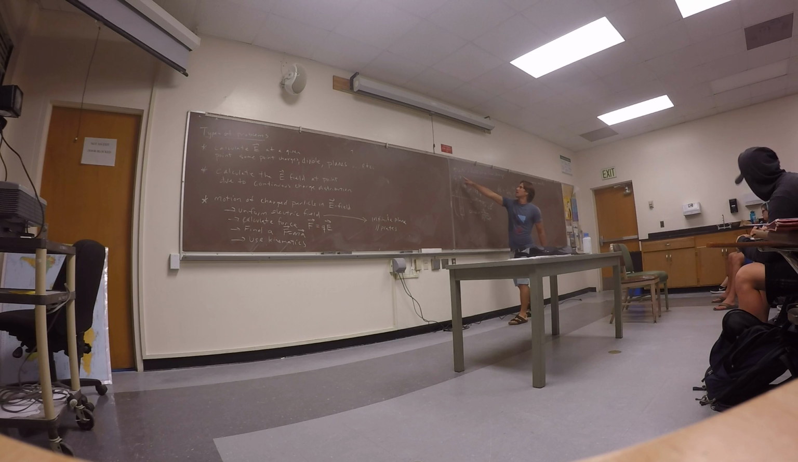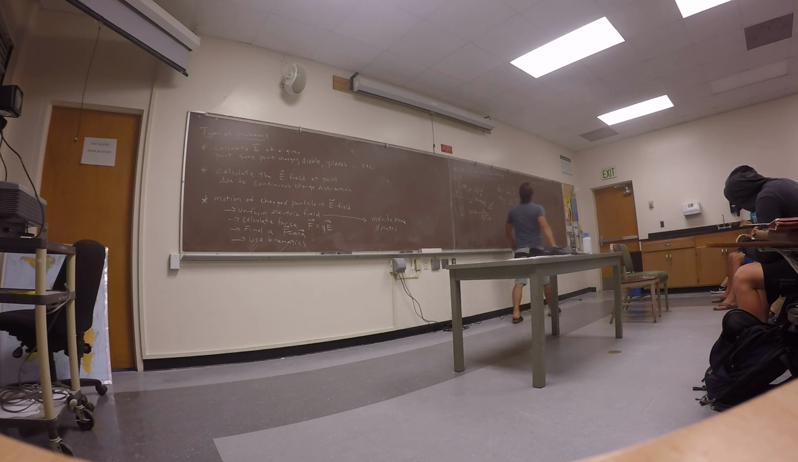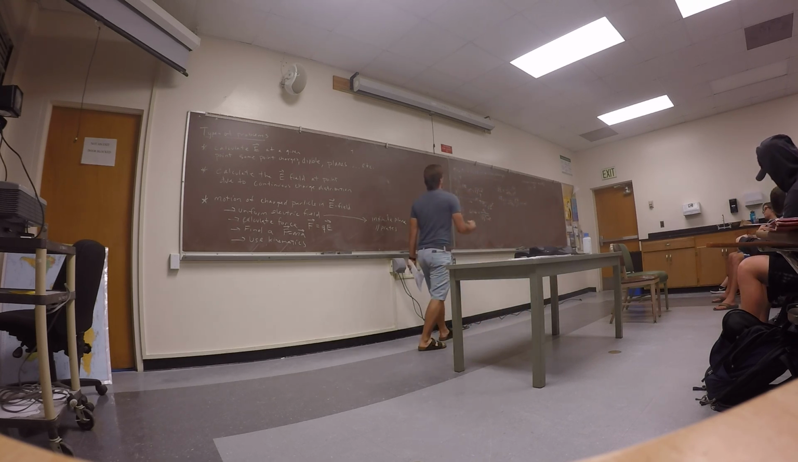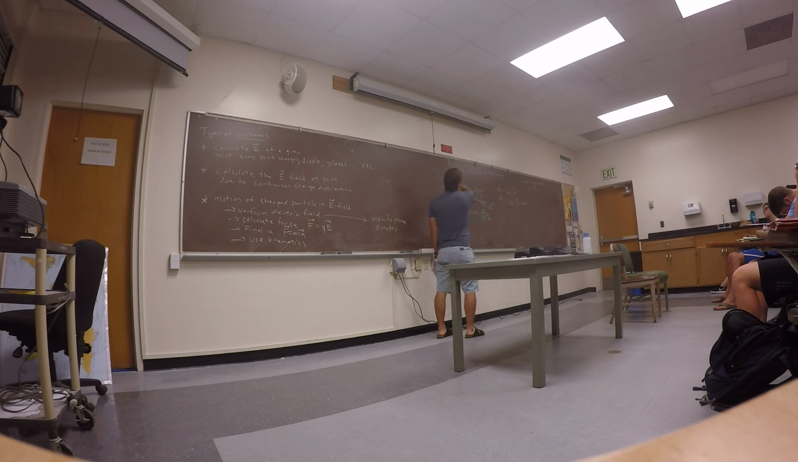That means this q is evenly distributed over all of this rod. That means it's q over L, right? That's the linear charge density. It's the charge per length, q divided by L. Now, in this case, since the linear charge density is q over L, dq can be written like this, right?